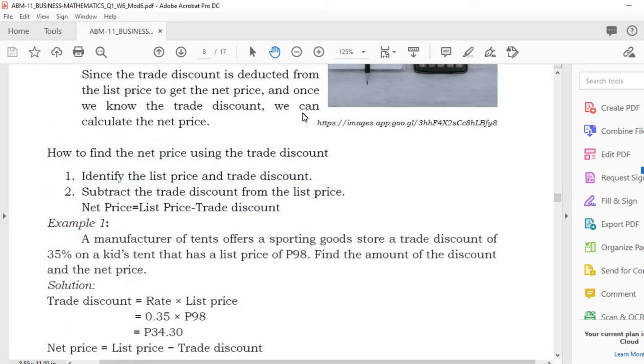How to find the net price using the trade discount. Paano hanapin yung net price pag gagamitin yung trade discount? Una, you identify the list price and the trade discount. Siyempre, dapat alamin mo magkano yung list price niya, and then kung magkano ang i-discount mo. Ngayon, you subtract the trade discount from the list price. So, net price is equals to list price minus the trade discount.